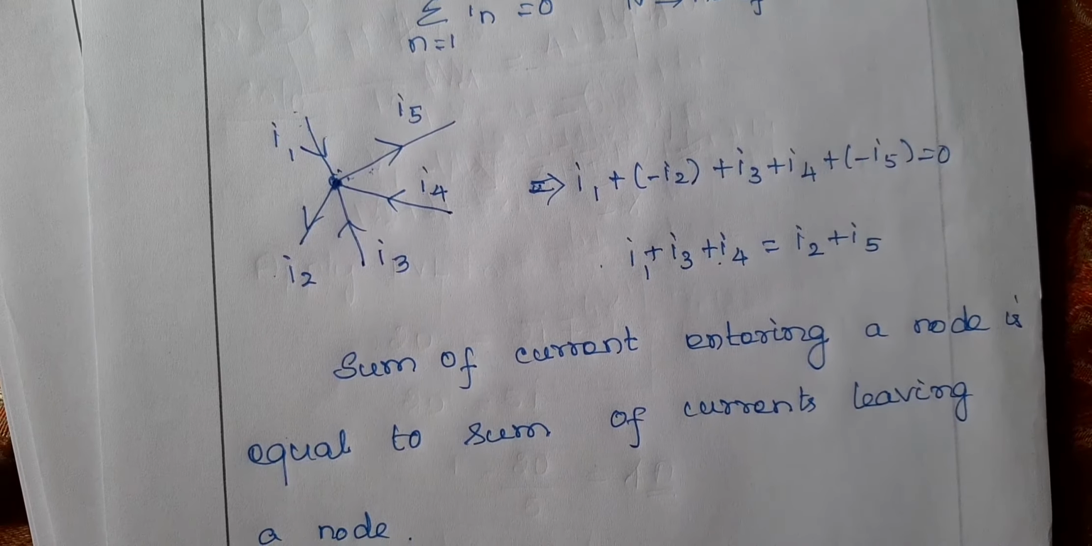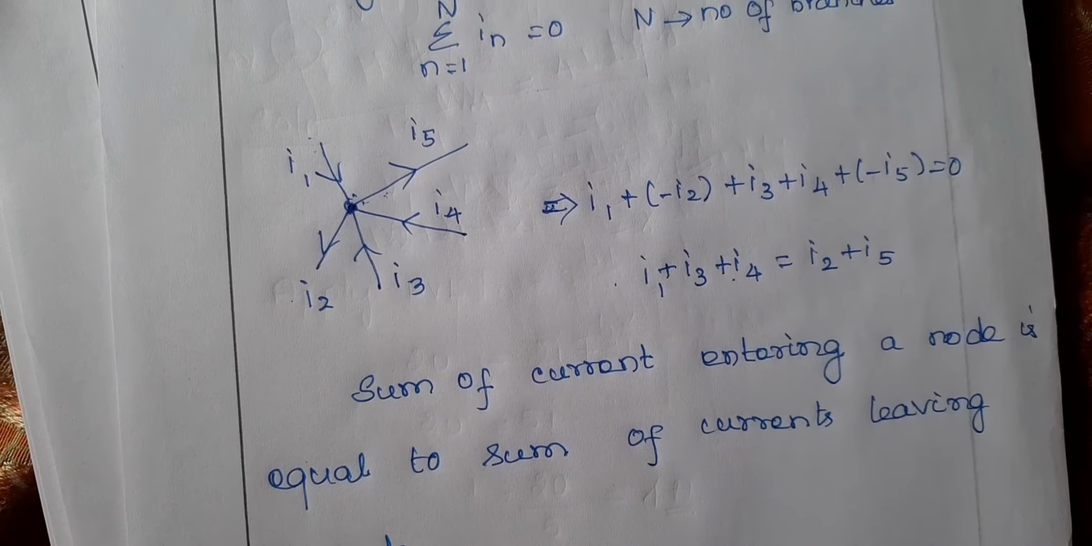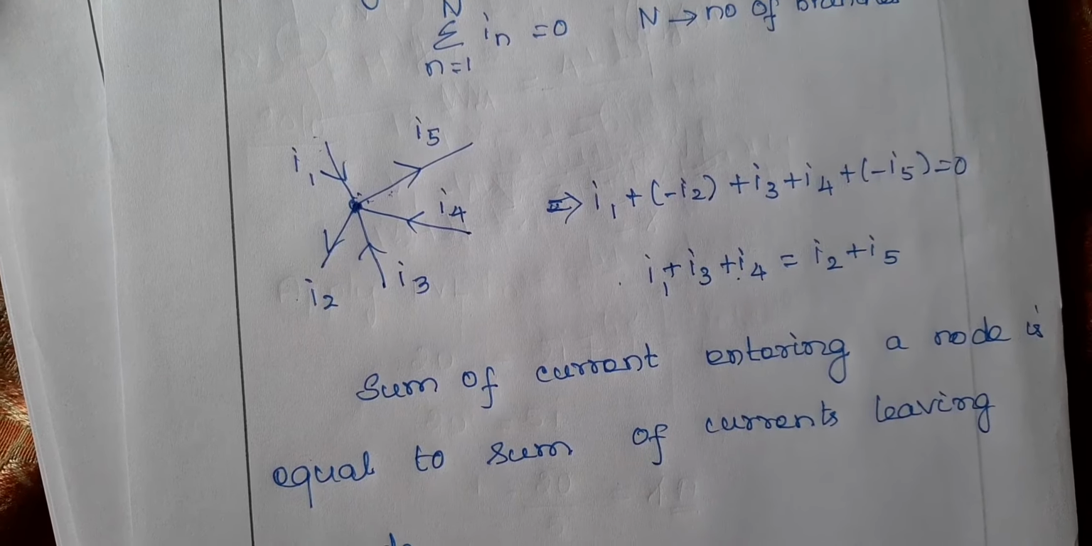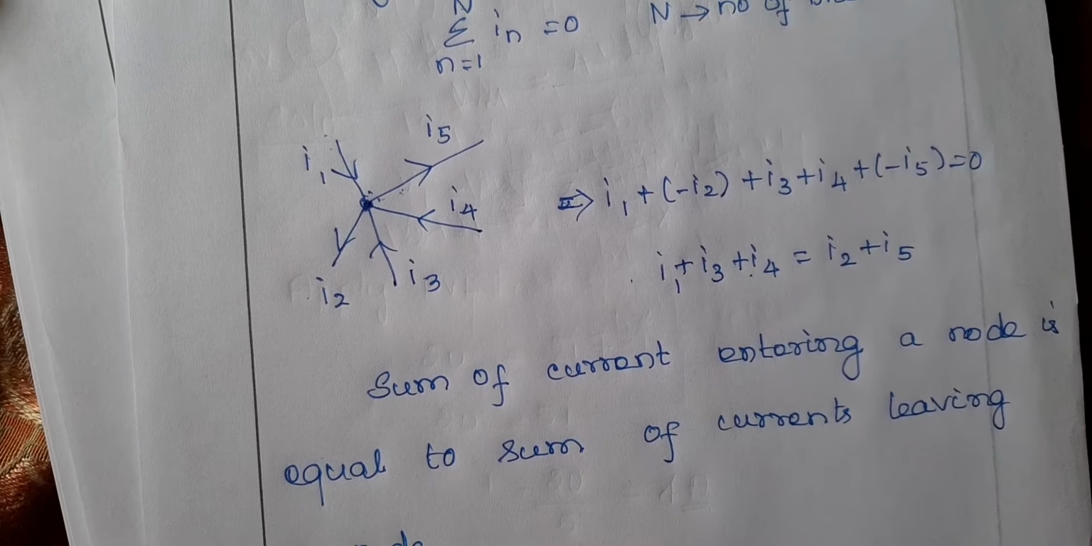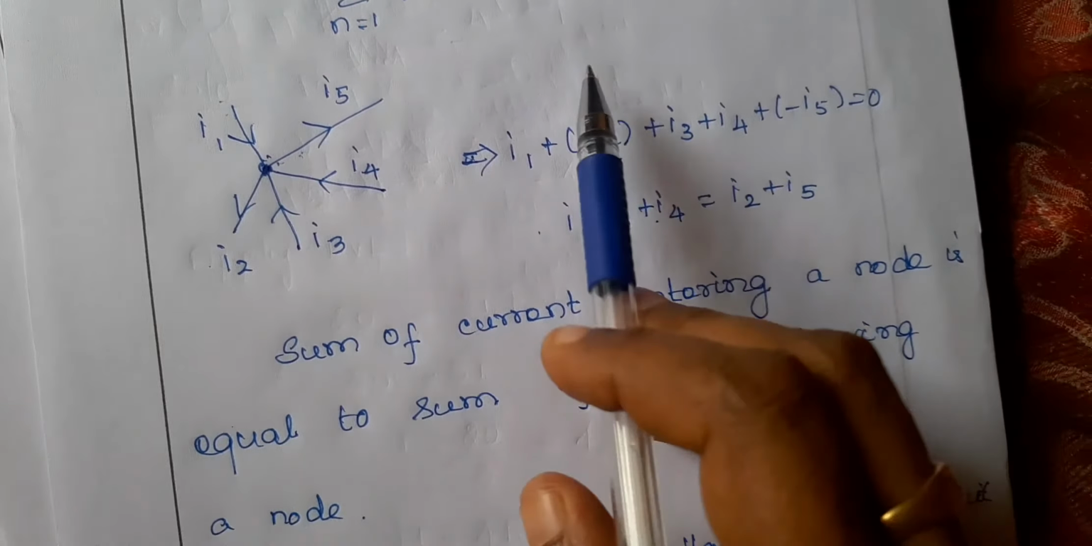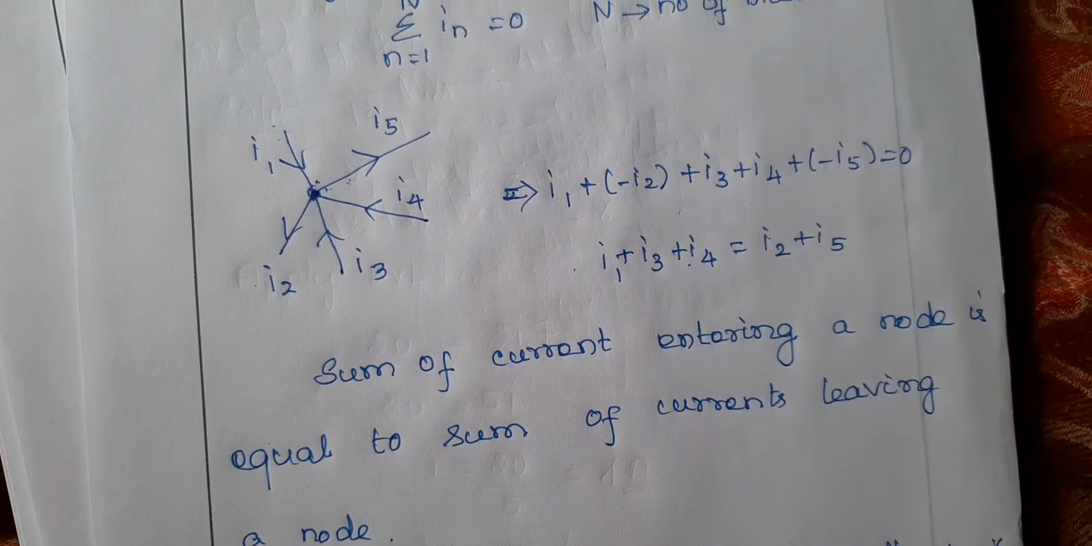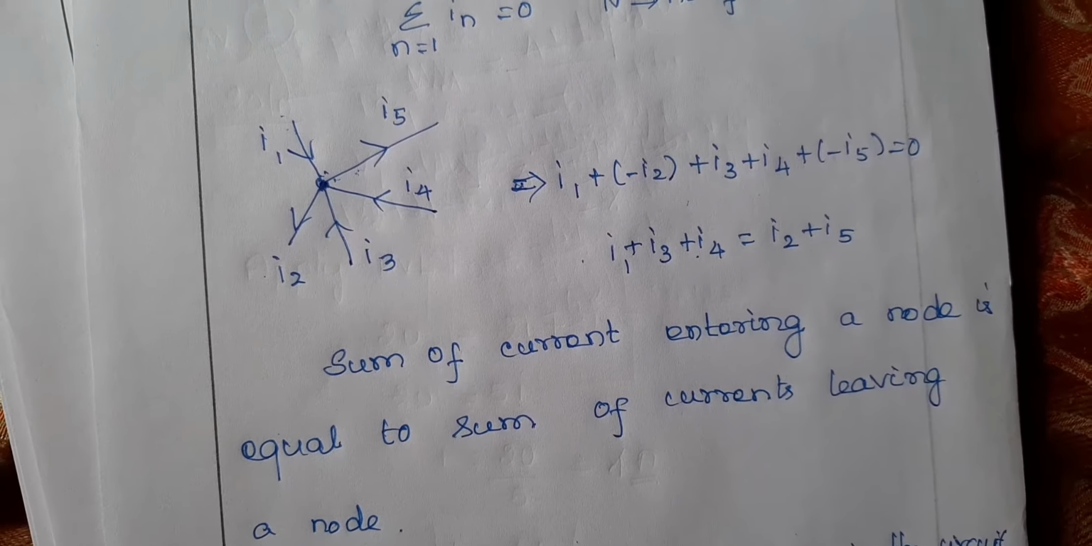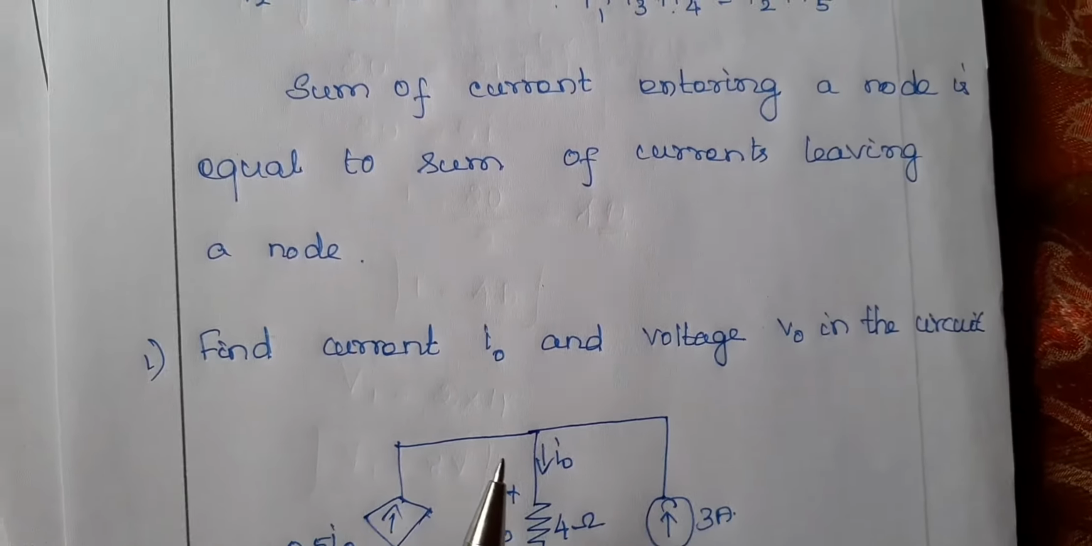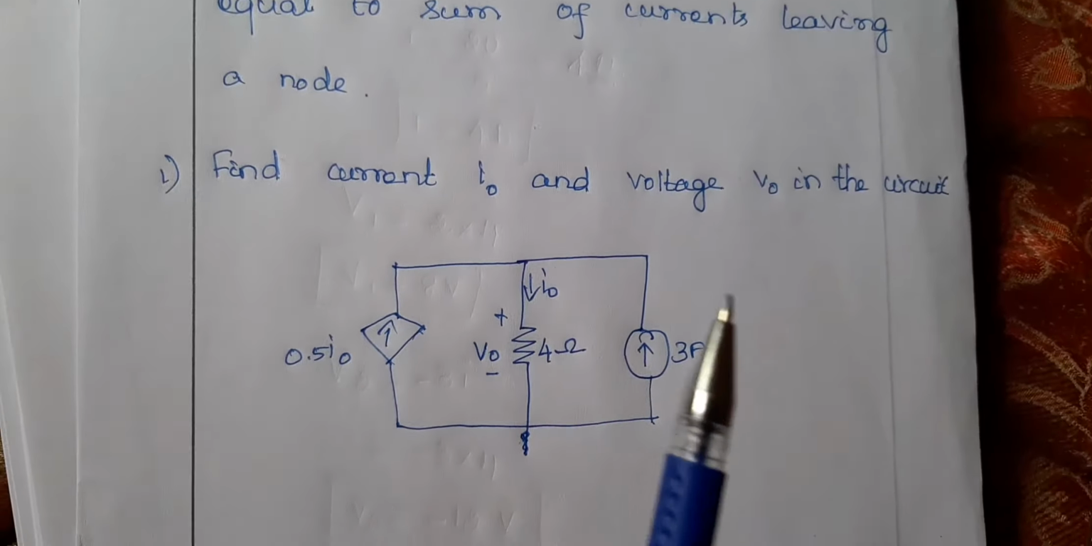So the sum of the entering current is equal to the sum of the leaving current. Or the entering current can be represented as positive and the leaving current as negative. I1 minus I2 plus I3 plus I4 minus I5 equals 0. So this is the statement of Kirchhoff's current law.